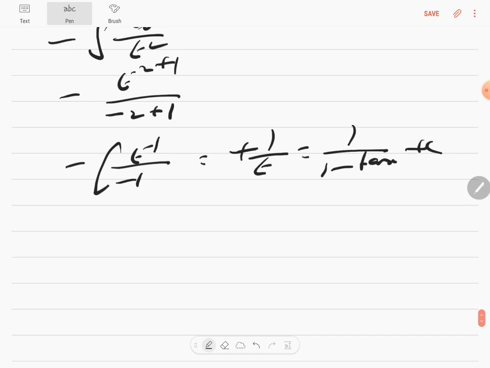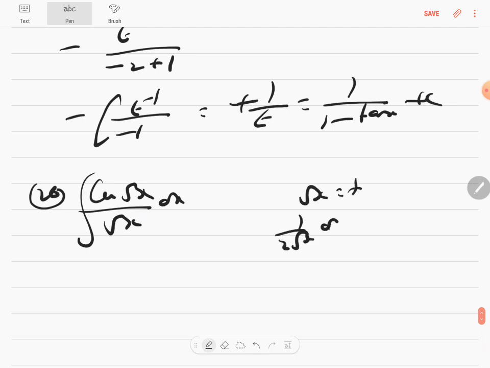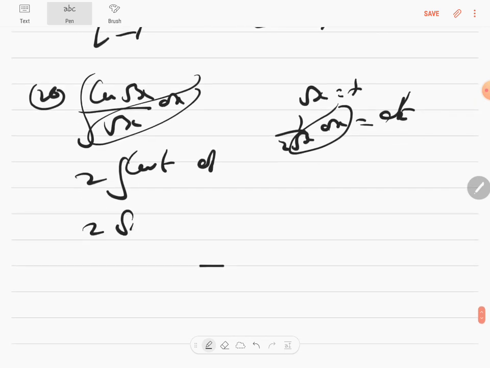Can I go to next sum? The 26th sum, cos root x by root x. I already told you, taking root x as t, 1 by 2 root x dx will become dt. The best part is 1 by root x dx is there, so it will become 2 dt. So it's 2 times dt into cos t, correct? And integration of cos t is simply sin t plus c. 2 into sin t, where t is root x, plus c.